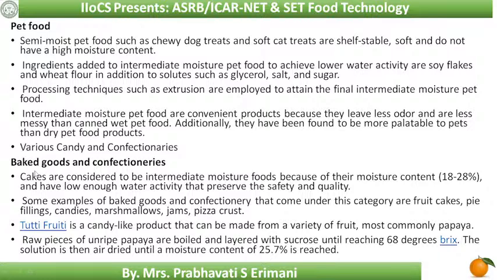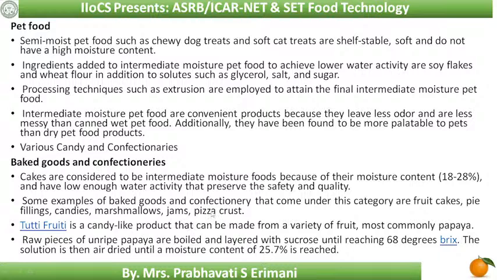Cakes are considered to be intermediate moisture food. Everyone likes cake, and it is soft. How much moisture does a cake have? 18 to 28%, with low enough water activity to preserve safety and quality. Some examples of baked goods and confectionery in this category are fruit cakes, pie fillings, candies, marshmallows, jam and pizza crust.